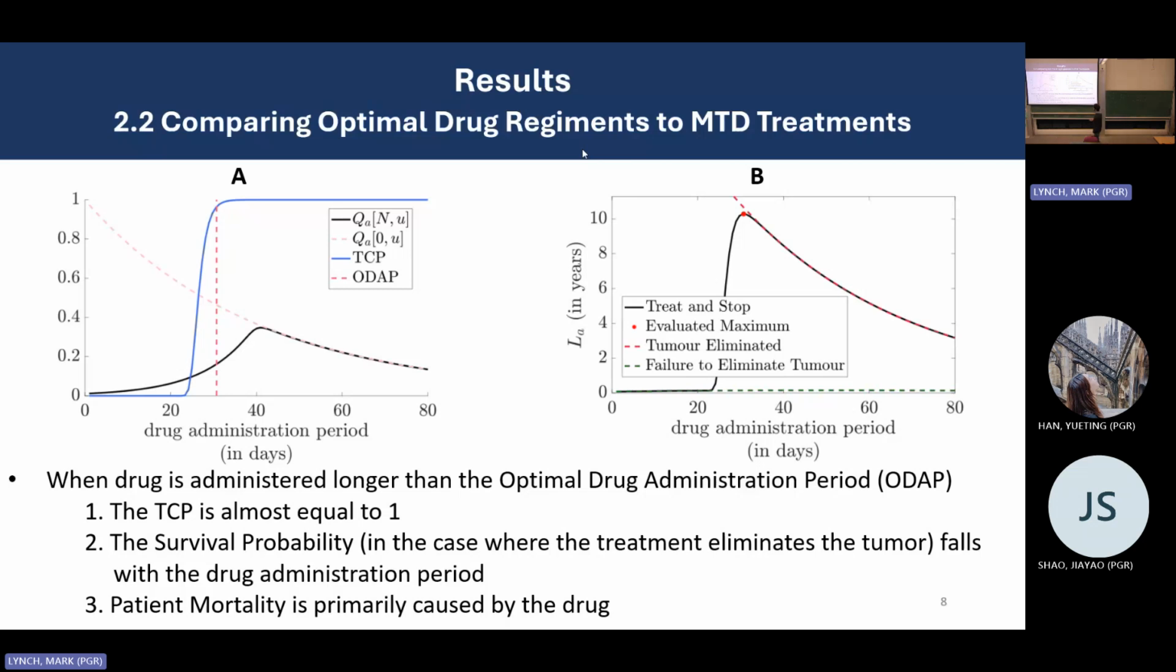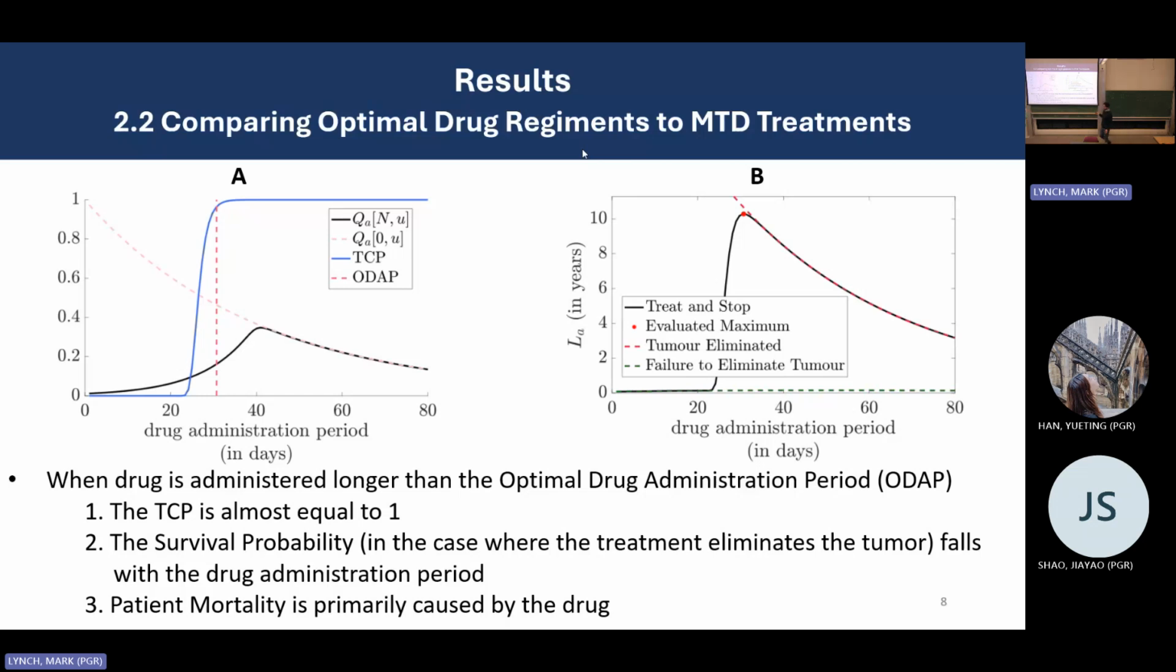So first, here the dashed red line showcases the optimal drug administration period. If we administer drug for longer than this period, we can see that the blue line, the tumor control probability, is almost equal to 1. So the dominant outcome is the outcome where the tumor has been eliminated. And if we look at the probability of survival in the case where the tumor gets eliminated, this is the pink line, we can see that it steadily decreases.